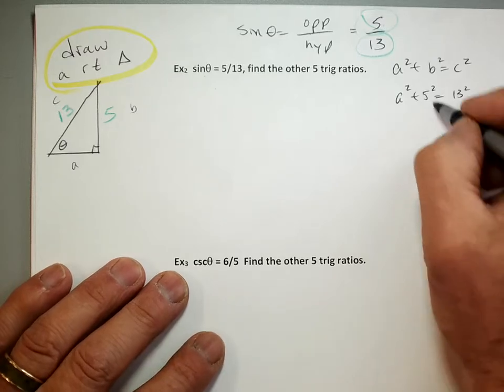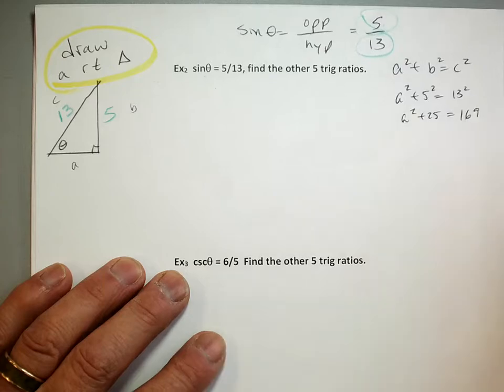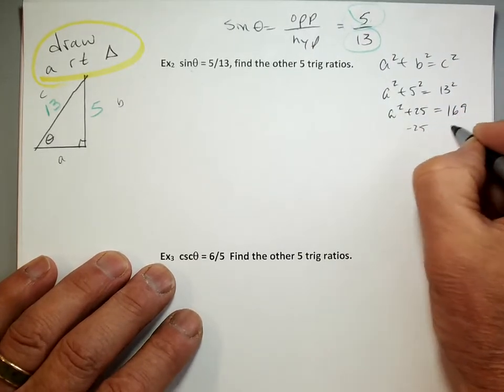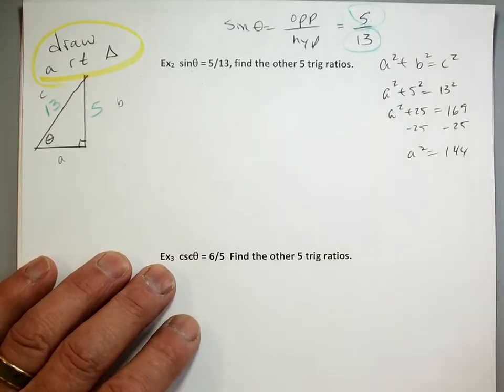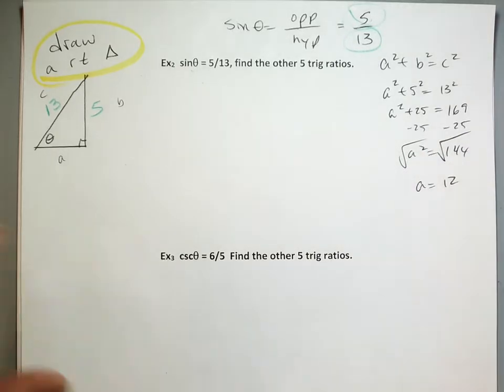So then I'll go a squared plus 25 equals 169, right? I'm just doing a little Pythagoras theorem. Minus 25, minus 25. A squared is equal to 144. Square root, and a is 12. Okay, so that's what I know that to be.